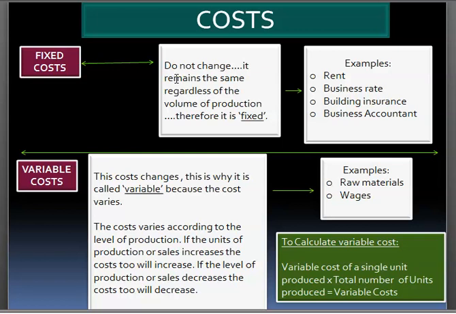Okay, so fixed costs do not change. That's why they are called fixed costs. It doesn't change. It remains the same regardless of the volume of production. Therefore, it is fixed. So no matter how much production the company makes or produces, the fixed cost remains the same. Examples of fixed costs are rent.